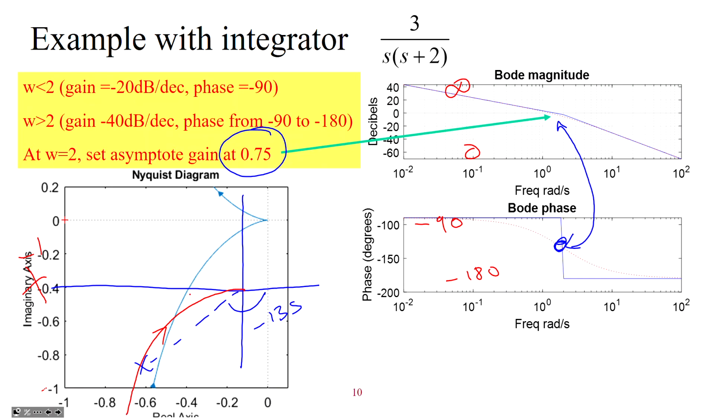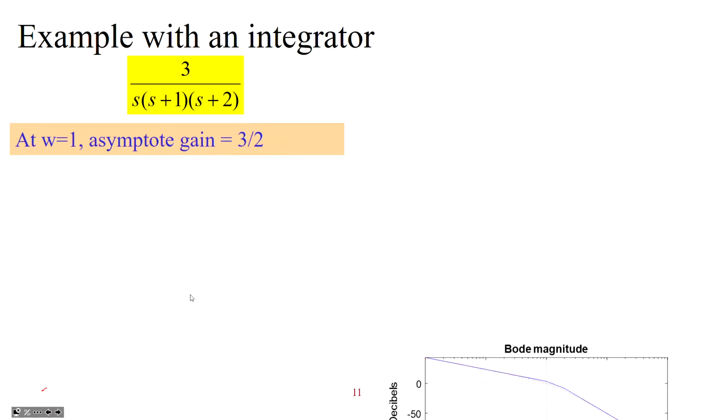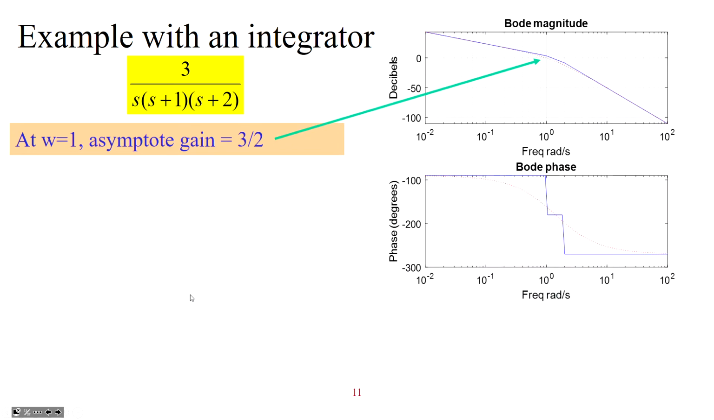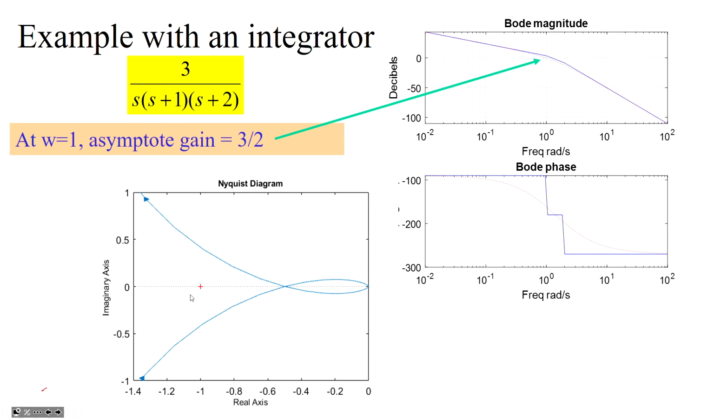And there's the true plot, if you want to see it, and you'll see it's got the right pattern. Here's another example with an integrator, and you see, again, what have I done? I've marked a key point here, so I can initialize, and you see at that point there, the phase is approximately minus 180.